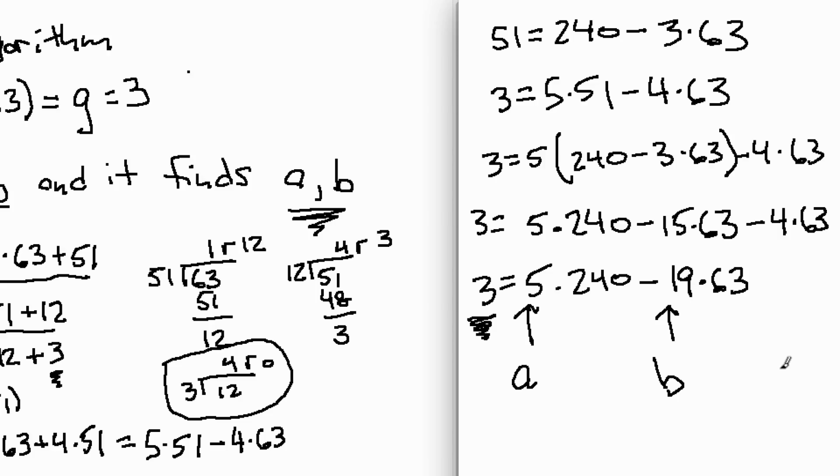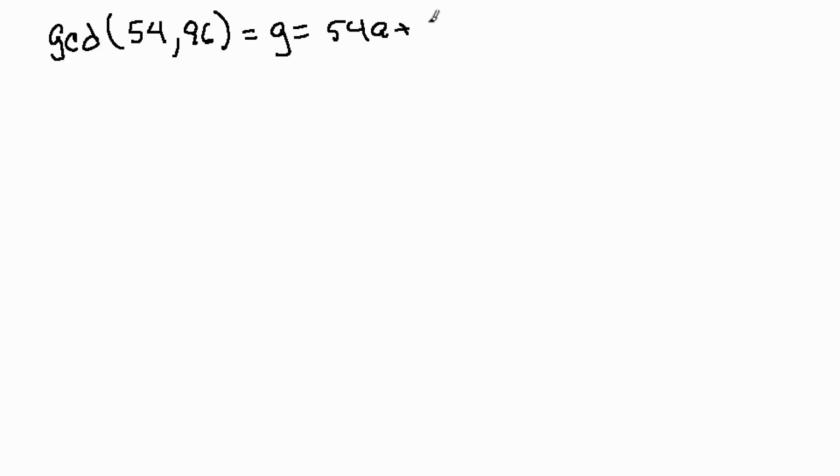Now, it may not be clear to you, in fact, I'm sure it's not clear to you why this is important, but we'll do another example and then I will demonstrate why it's important. Okay, let's do one more example just for practice here. Suppose I'm asked to find the GCD of 54 and 96. And that's equal to some number g that is equal to 54a plus 96b, and we have to find a and b.